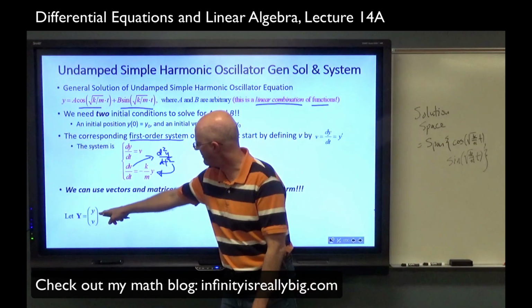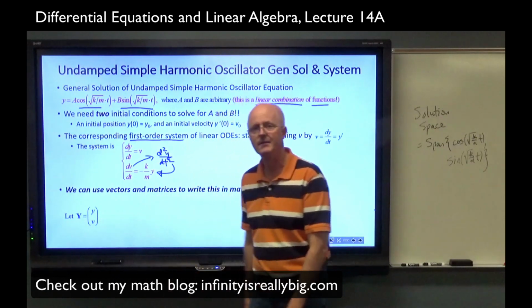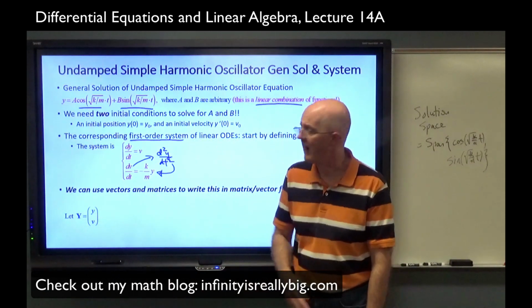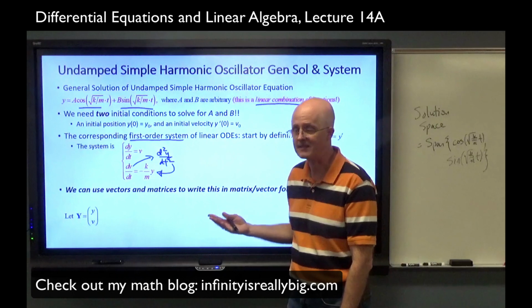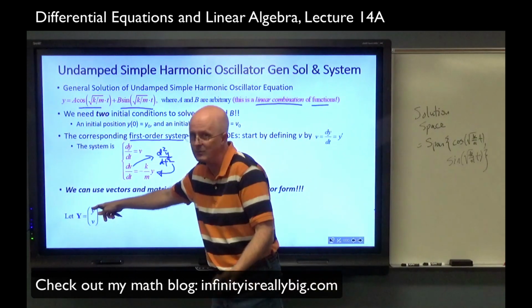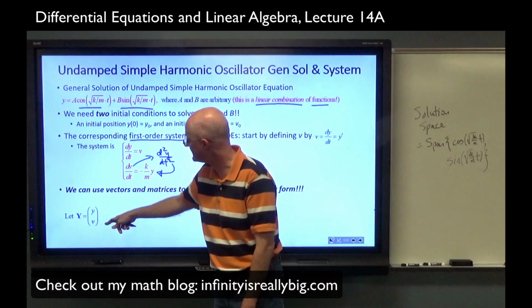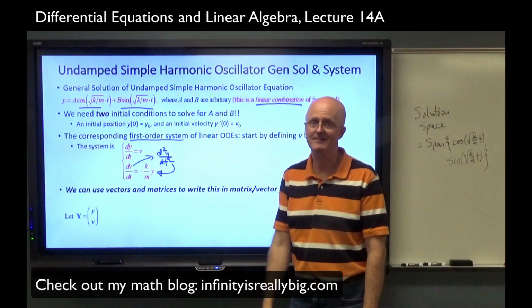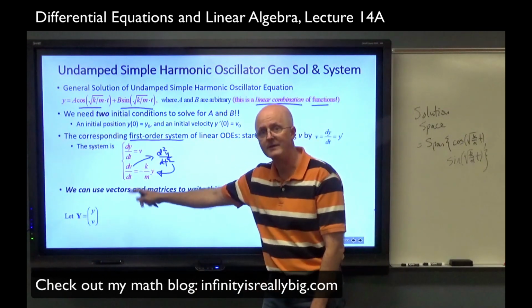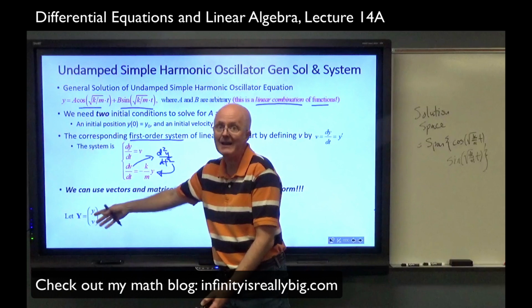The components of capital Y are little y and little v, not little x and little y. I want to relate it to the mass on the spring, its horizontal position, which I am calling y, I could have called it x, and its horizontal velocity. That's going to be very, very important to keep track of. Notice these are not going in alphabetical order.